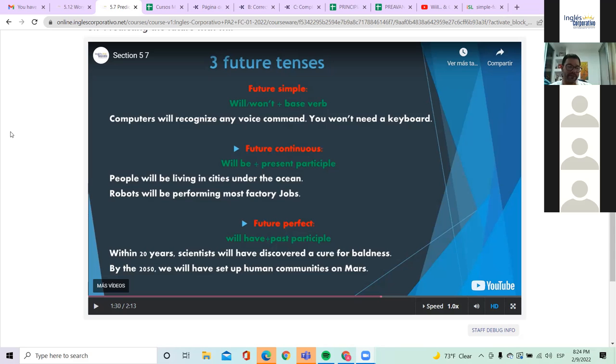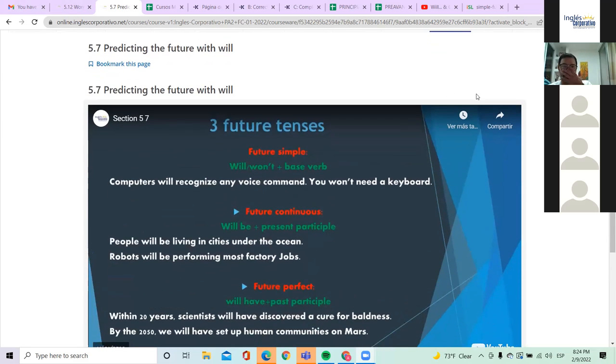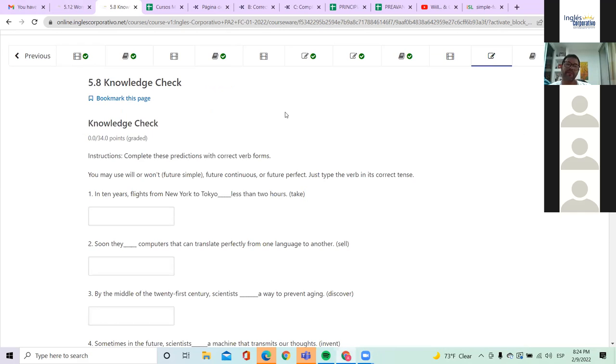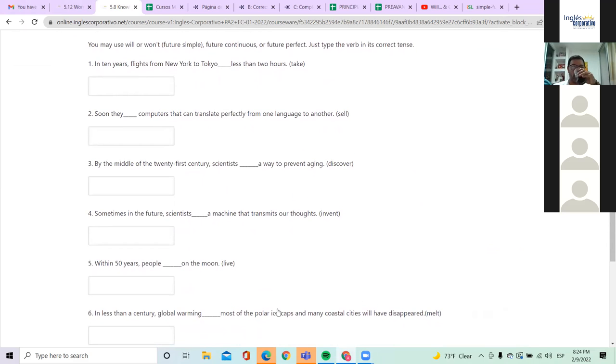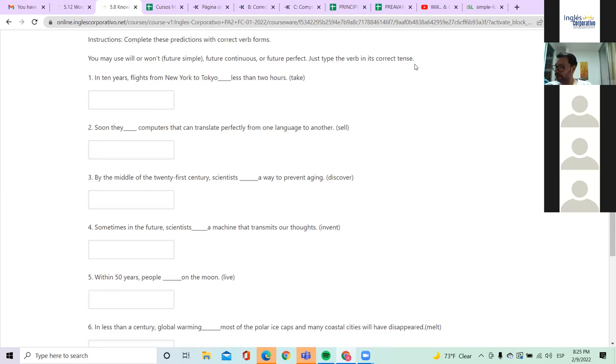Awesome. Okay. All righty. Let's go ahead and do a brief exercise on what we just reviewed. We will talk about the predictions in this exercise. We have six exercises and we will use the correct future tense. We will use future simple with will or won't, future continuous using ing, or the future perfect using have in a specific time. So we just have to type the verb in the correct tense. That's all we have to do. So, who wants to help me read this exercise?